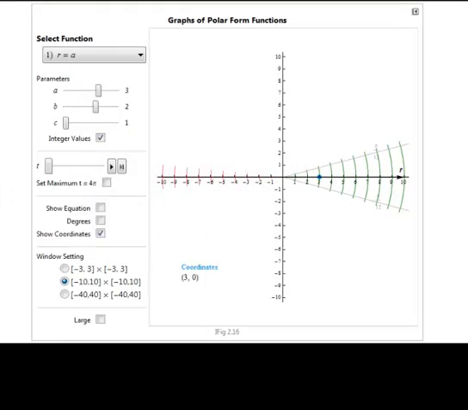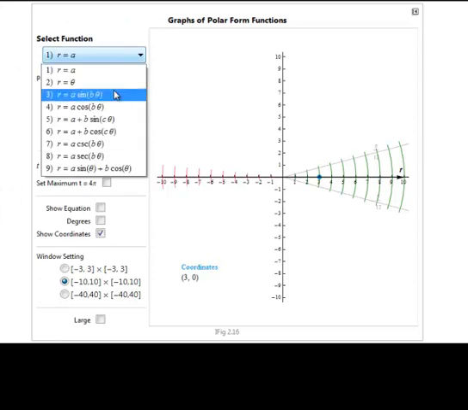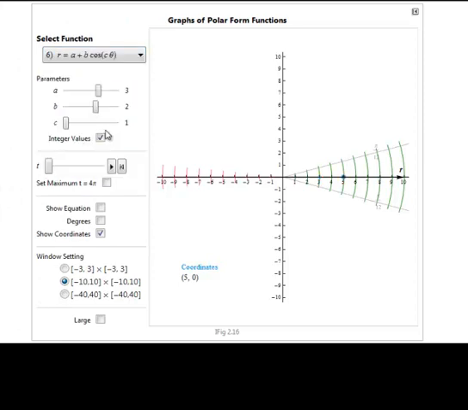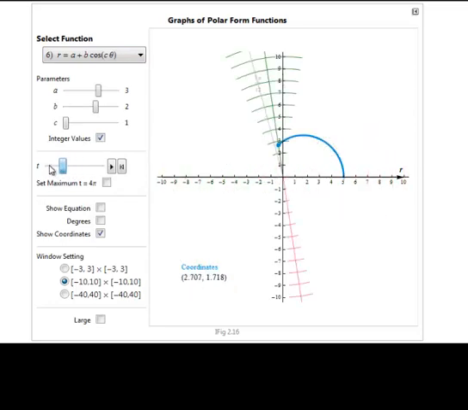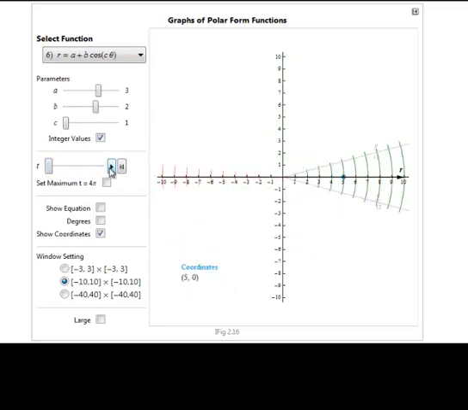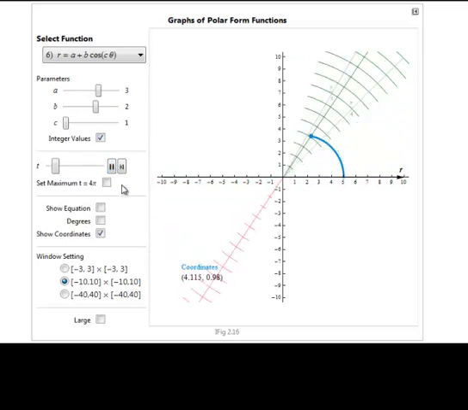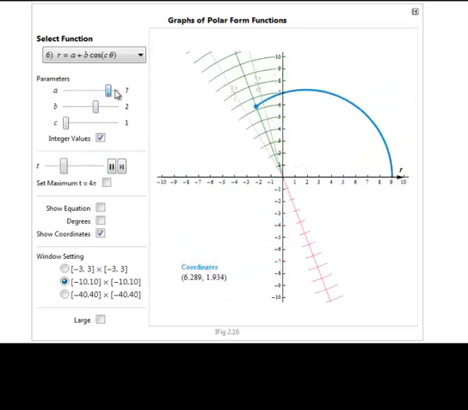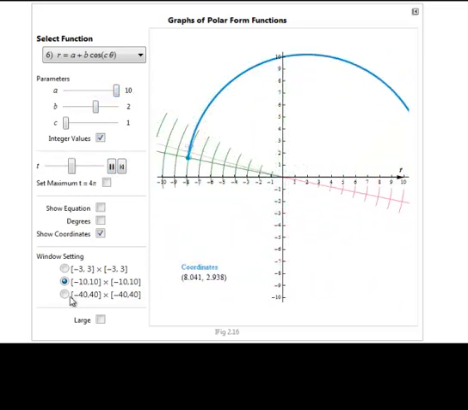This figure shows the graphs of polar form functions. One of 9 functions may be chosen by clicking on the Select Function button. The graph is constructed by moving the T slider or by running the animation. The shape of the graph may be changed by using the active sliders.